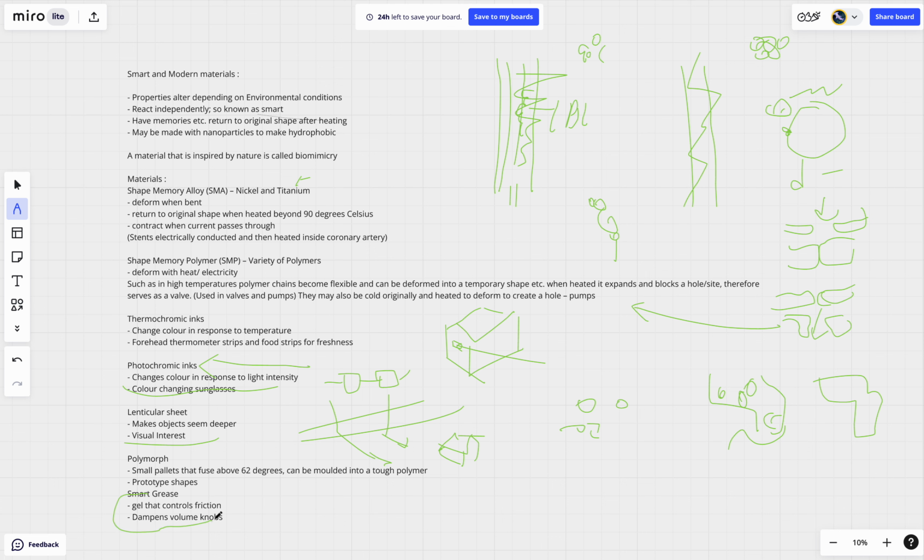And the last you get is smart grease. When you apply smart grease between two frictional surfaces, you control the friction that occurs between them. So maybe it is used to dampen volume knobs. I mean, WD-40 is also a type of smart grease, I suppose.